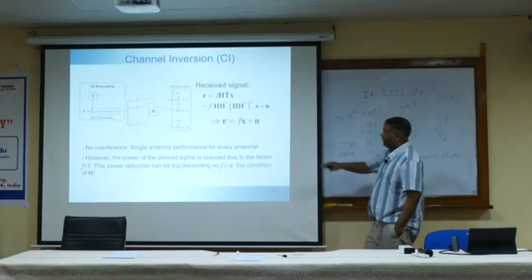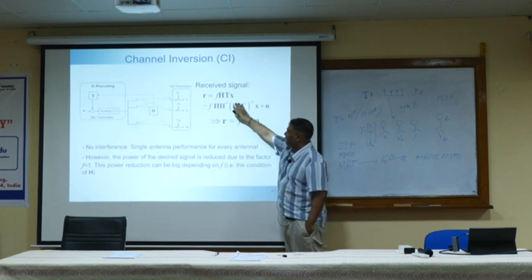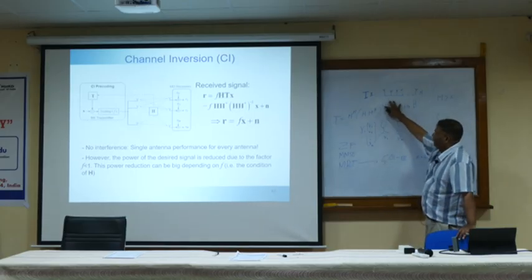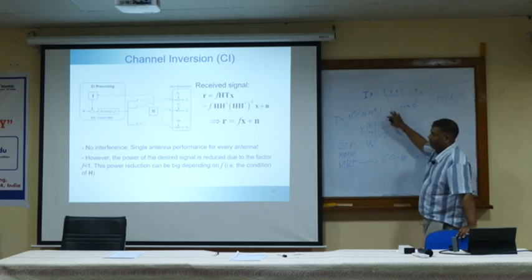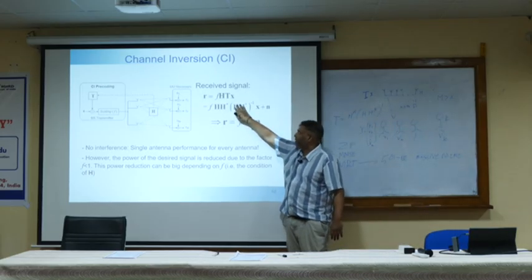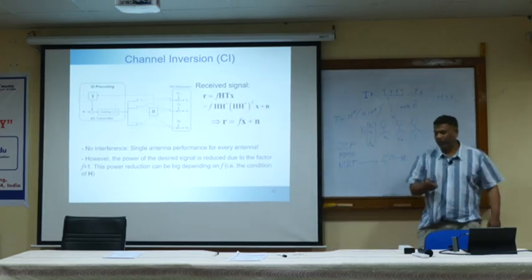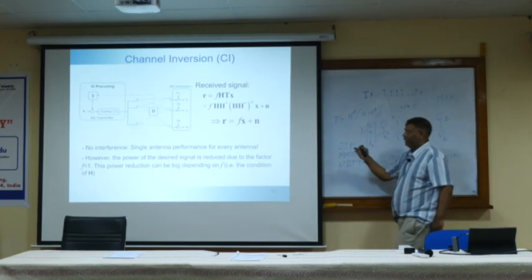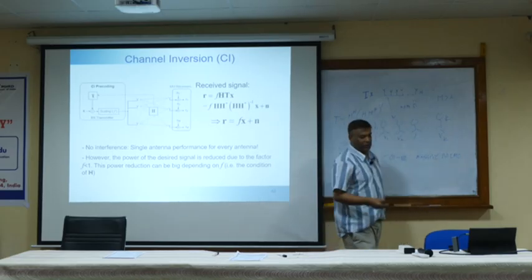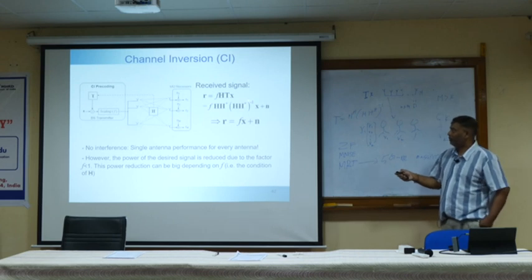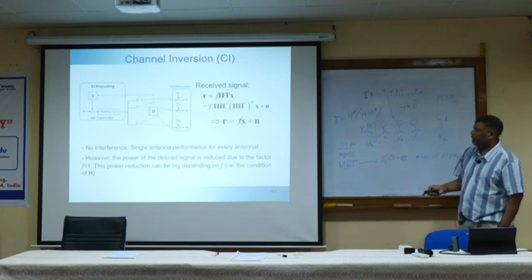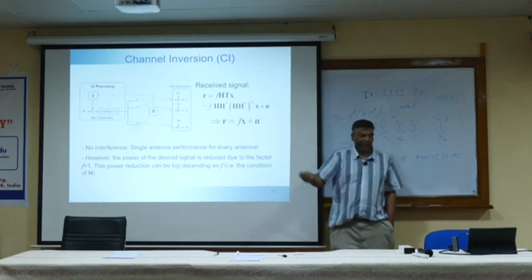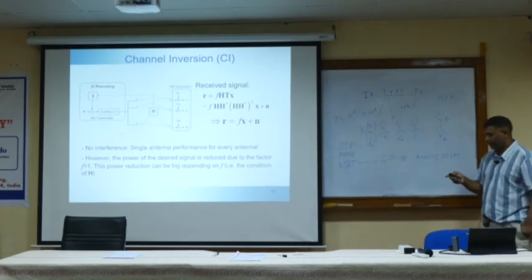Because of this inverse, the H matrix has to be a good channel. In other words, there should be rich scattering between transmitter and receiver. Otherwise, if this becomes an ill-conditioned matrix, then the inverse will give you some trouble. If you have rich scattering between transmitter and receiver, then the condition number of this channel matrix is very close to 1, and you don't have any problem with the inverse. So this is called the zero forcing precoder. It is also called the channel inversion precoder. There are many names, but it's the same as the channel inversion precoder.